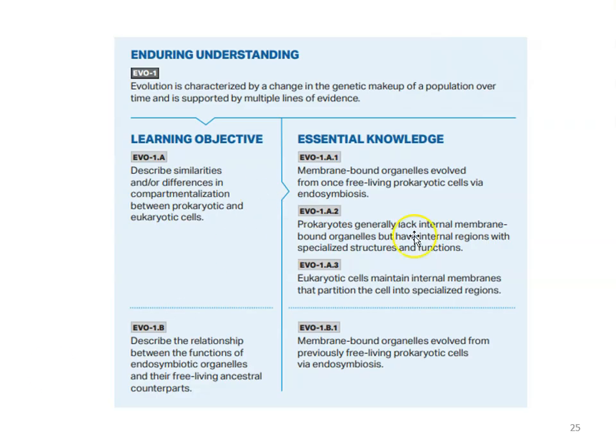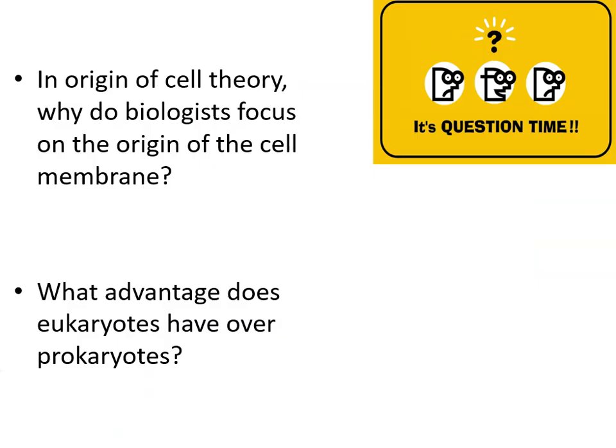And so here's some more objectives. Prokaryotes versus eukaryotes. And membrane-bound organelles evolved from previously free-living ones, which we're going to talk about in a second. And so in the origin of the cell theory, why do biologists focus on the origin of the cell membrane, and what advantage does eukaryotes have over prokaryotes? We went over these answers in class, but if you don't remember them, I would pause the video, go through these questions.